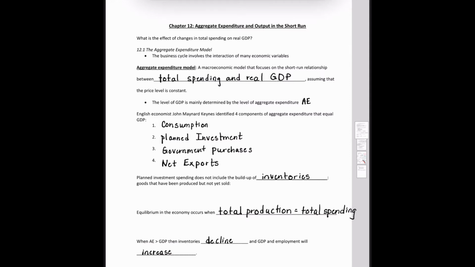Hello everyone, in this video we'll be covering Chapter 12, Aggregate Expenditure and Output in the Short Run. In this chapter we'll be introducing a mathematical model of the economy known as the Aggregate Expenditure Model. This model focuses on the short-run relationship between total spending and real GDP. We're going to assume that price level is constant.